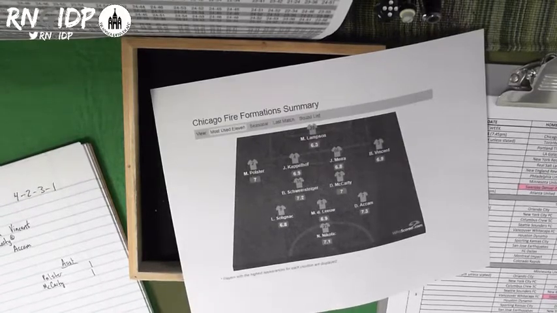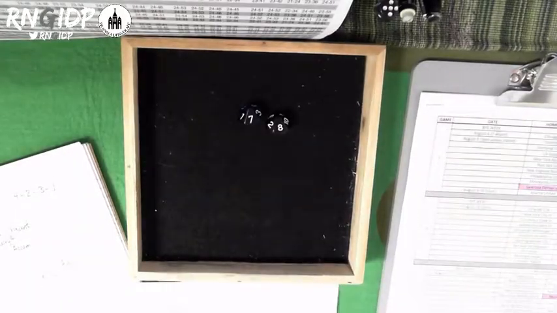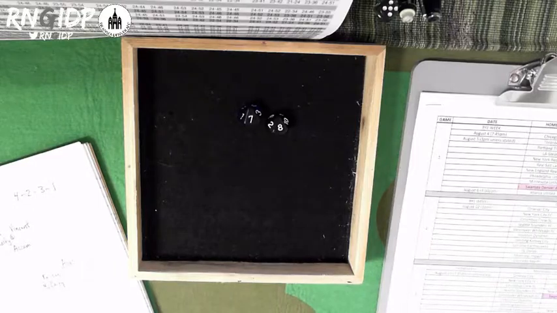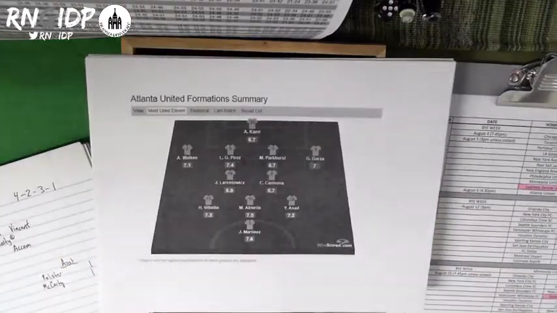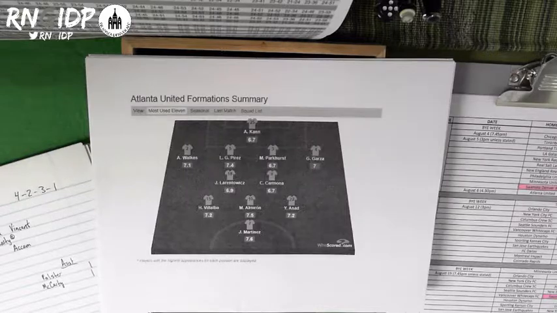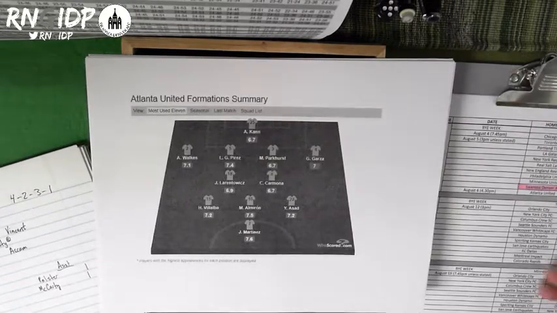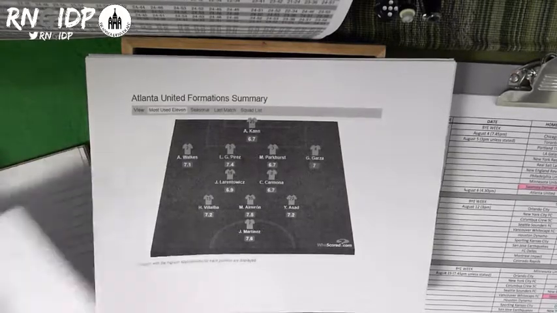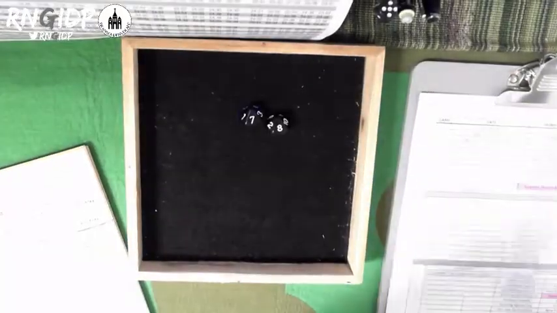And that is how we're going to do that. It's not exact. We're kind of attributing goals loosely. Not goals, more assists loosely. And goals somewhat too, depending on the formation. So that's how that's going to work. And Chicago gets a 2-0 win. And we will go to Toronto. And we'll do it again.